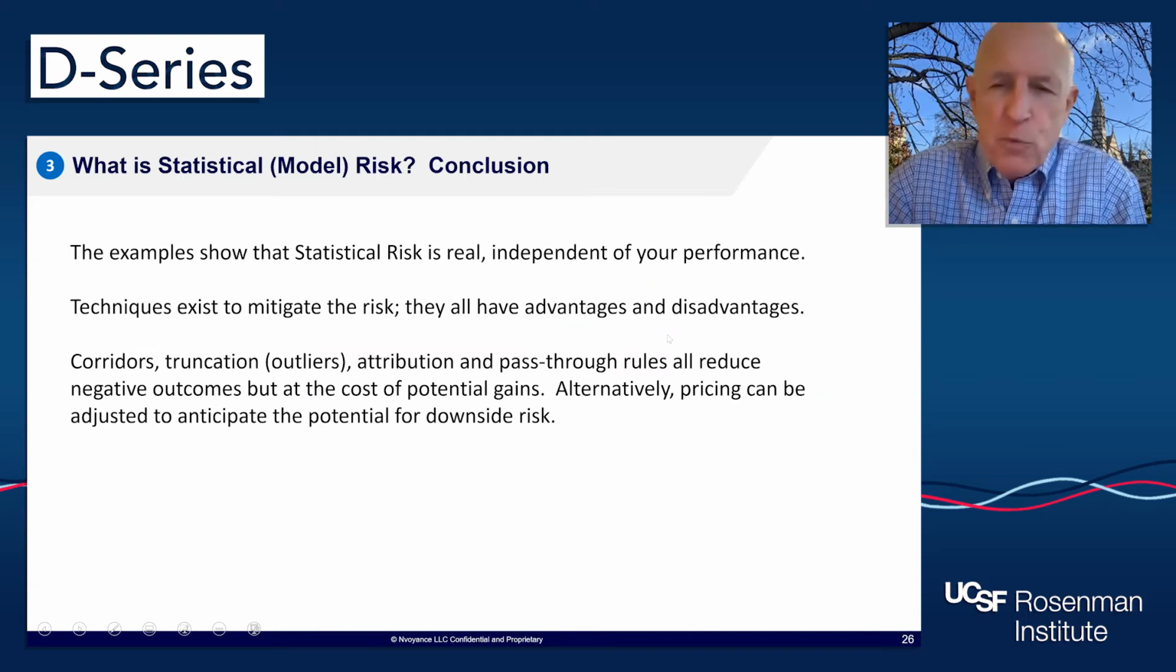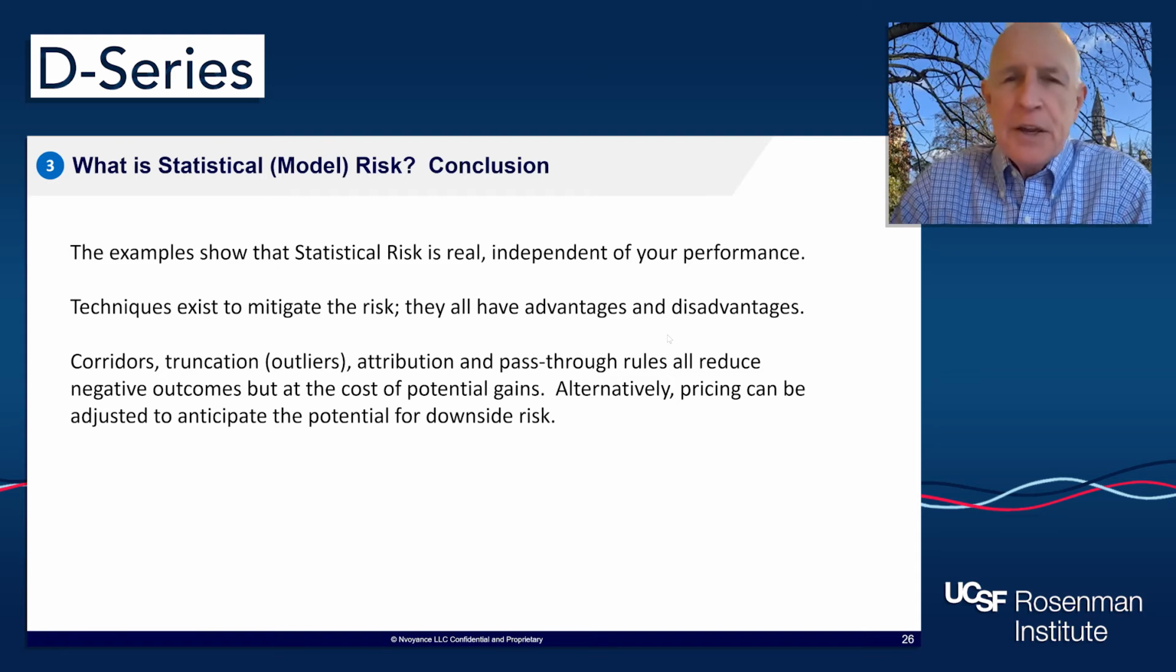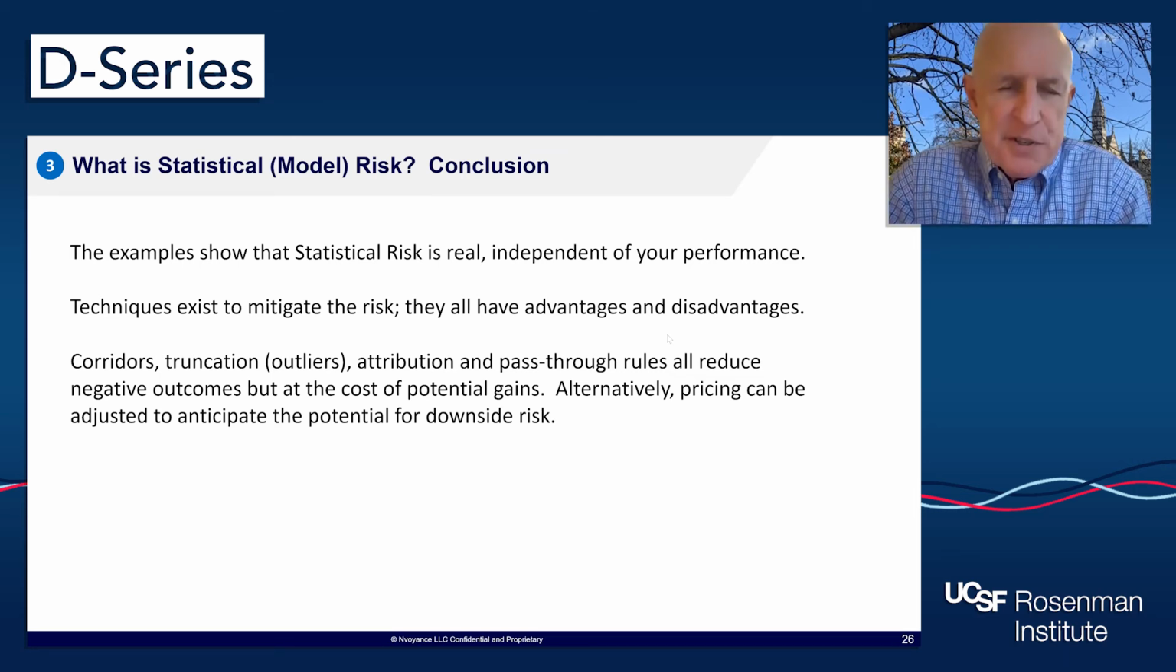So what's the bottom line here? The bottom line is that statistical risk is real, and it's independent of your operational performance. Something that you need to take into account when you're contracting with the payer, that there's going to be variability in your outcomes, and you need to price that into the price of your program or device or whatever you're selling. Techniques exist to mitigate the risk.